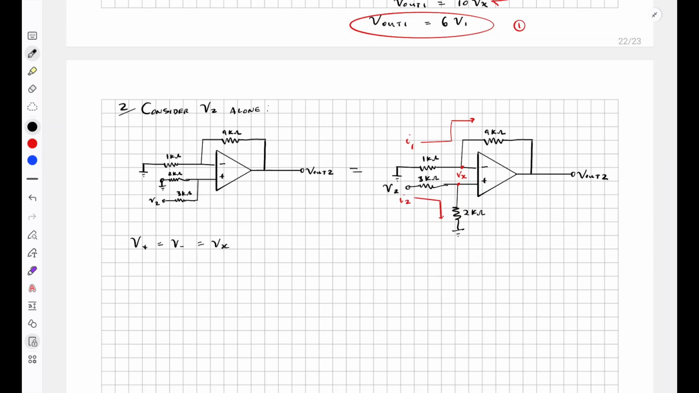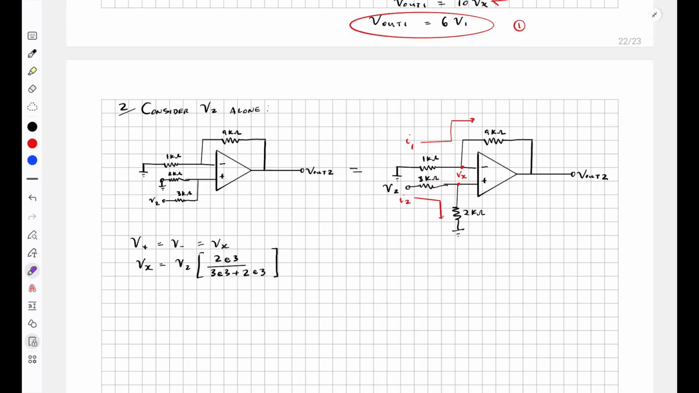Anyways, same thing as before, you can see that V2, and then there's a voltage divider of 2 resistors in series. So Vx is equal to V2 multiplied by the lower resistor, which is 2 kilo ohms, and then the denominator is the summation of the two resistors.